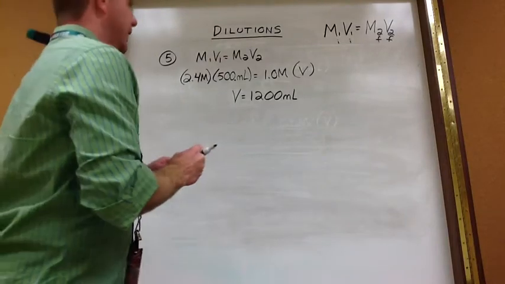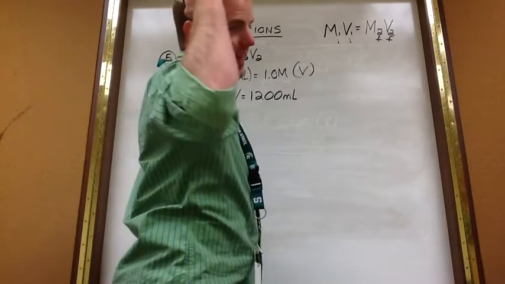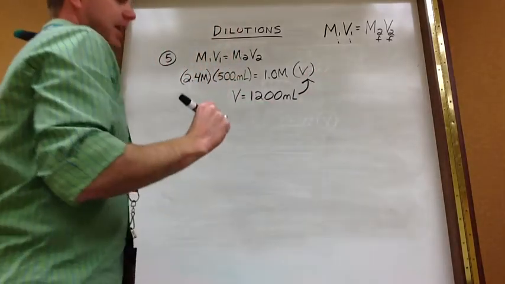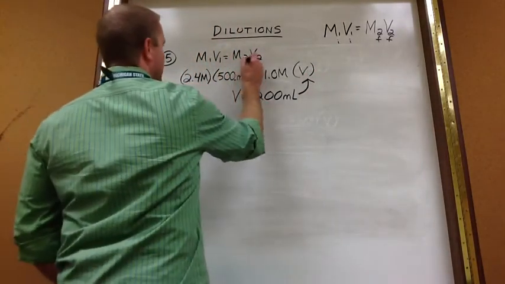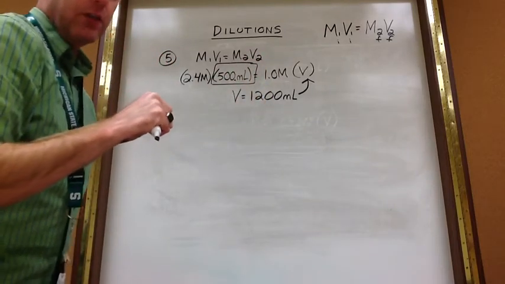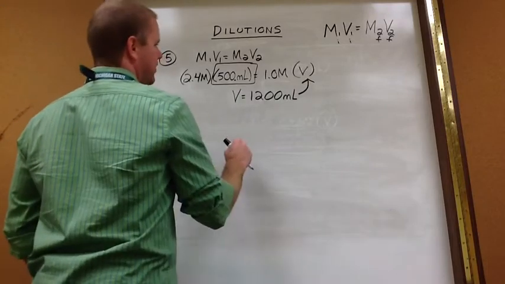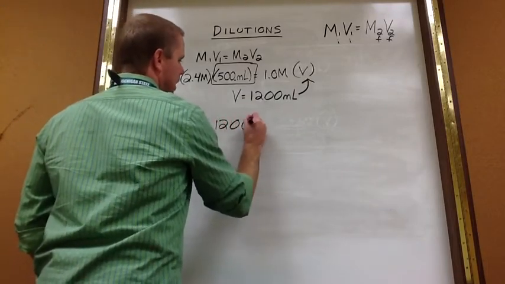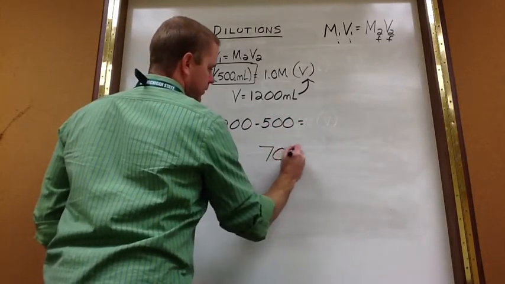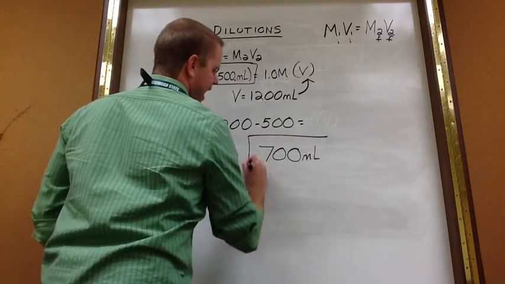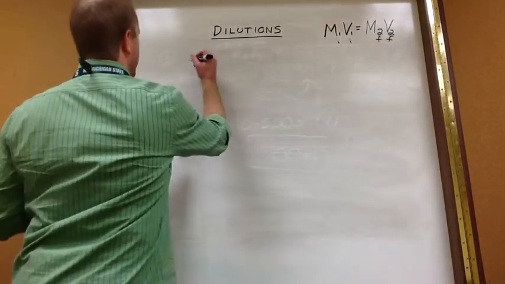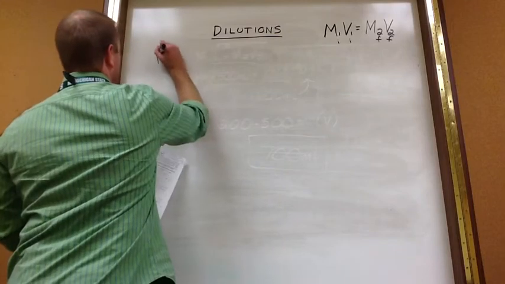Now, here's the thing, right? Here's the part you've got to think about, though. You see, this is the final volume of the solution right here. But you started with 500 milliliters already in the container. So as such, how much is it? 1,200 minus 500 equals 700 milliliters. And that is the actual answer. Go ahead and do a couple problems now on page 8. Let's start with a simple one. We'll start with 1A. Again, we are on page 8.